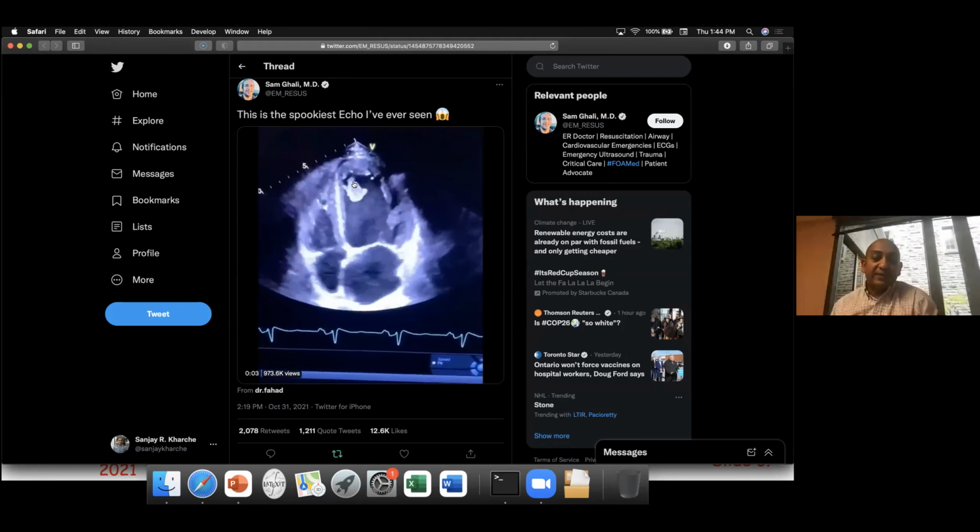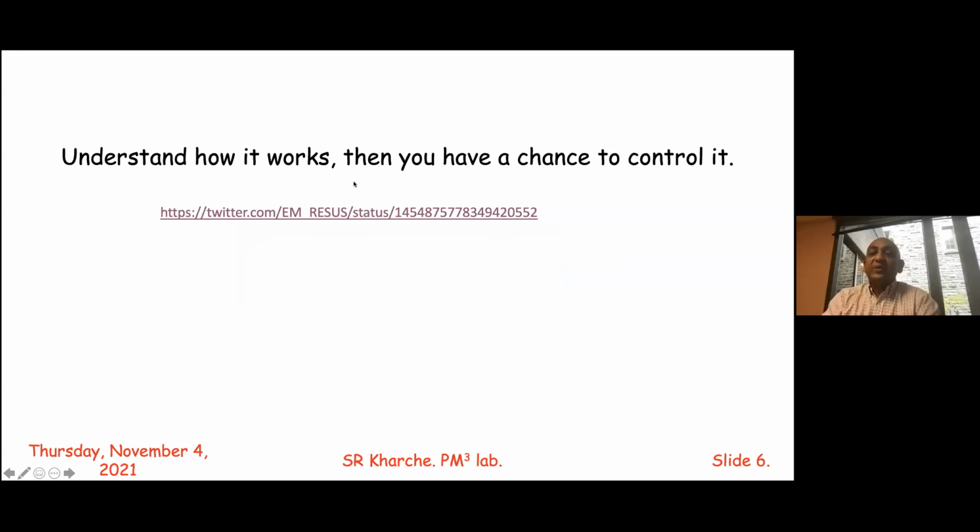And if we then understand how things work, we then may be able to control things that go wrong. Okay, so the motivation is to understand how the biology works, especially in cardiac electrical waves and in blood flow dynamics. And if at all we manage to understand a little piece of how things work, then we may have a chance to control it.